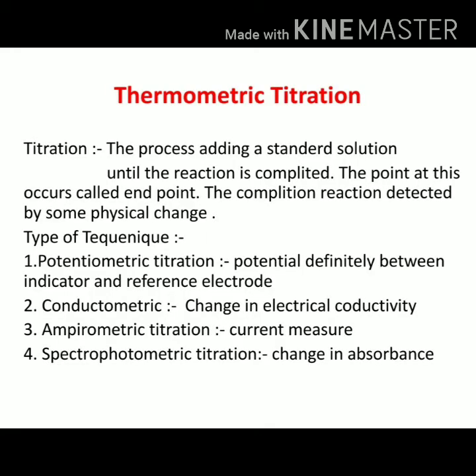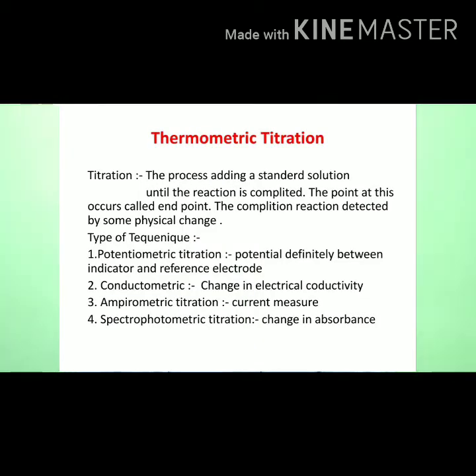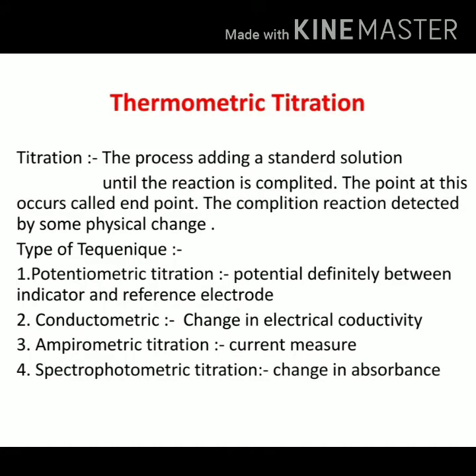The main titration types are potentiometric, conductometric, amperometric, and spectrophotometric titrations. In potentiometric titrations, there is a potential difference between the indicator electrode and the reference electrode. In conductometric titrations, there is a change in electrical conductivity. In amperometric titration, the current is the indicator, with the reference electrode. And in spectrophotometric titrations, there is a change in absorbance. So these are all the types of titrations.